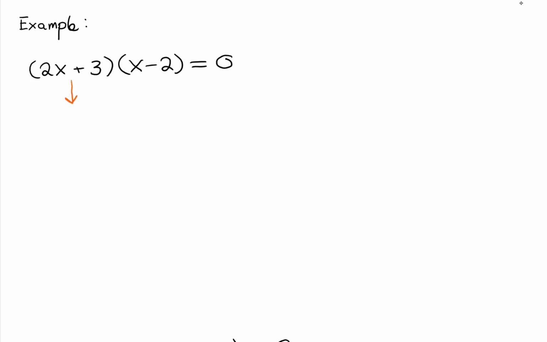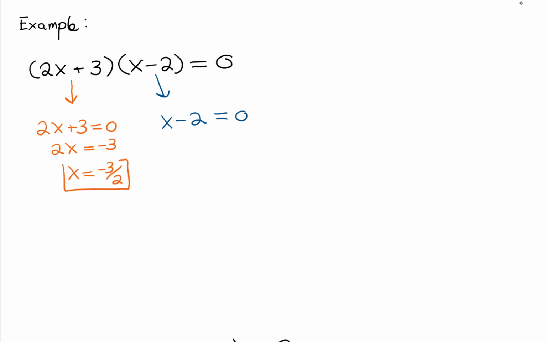If I know that I have 2x plus 3 times x minus 2 is equal to 0, then that tells me that 2x plus 3 has to equal 0, or the second factor, x minus 2, has to equal 0. Now all I have to do is solve these linear equations. 2x plus 3 equals 0 means I need to subtract 3 from both sides, so I'll get 2x is equal to minus 3. And then because I have 2 times x, I divide both sides by 2, and I get that x is equal to negative 3 over 2.